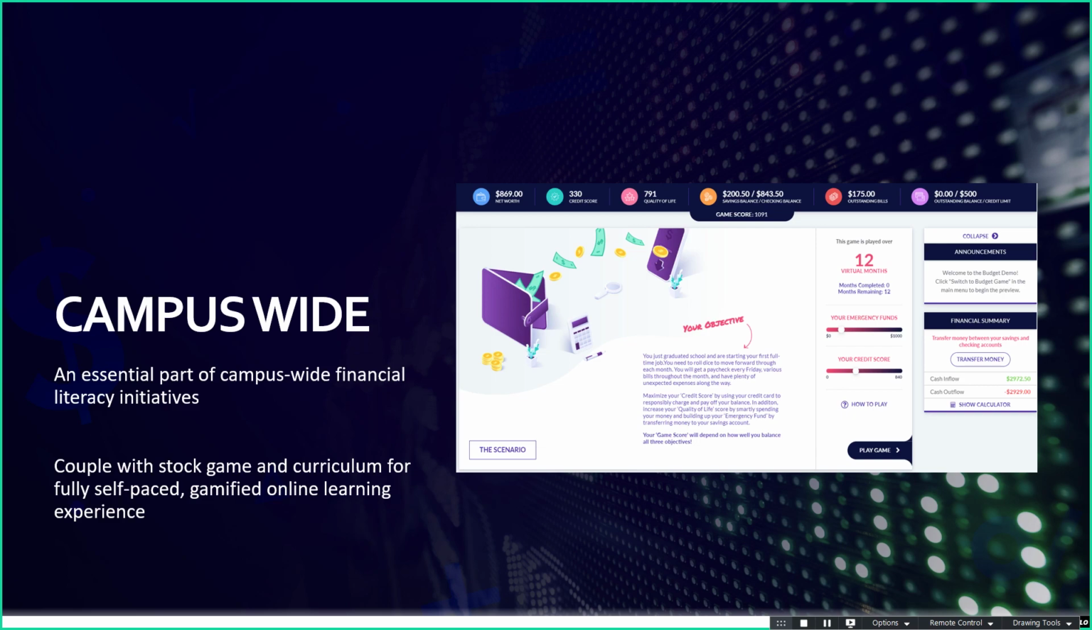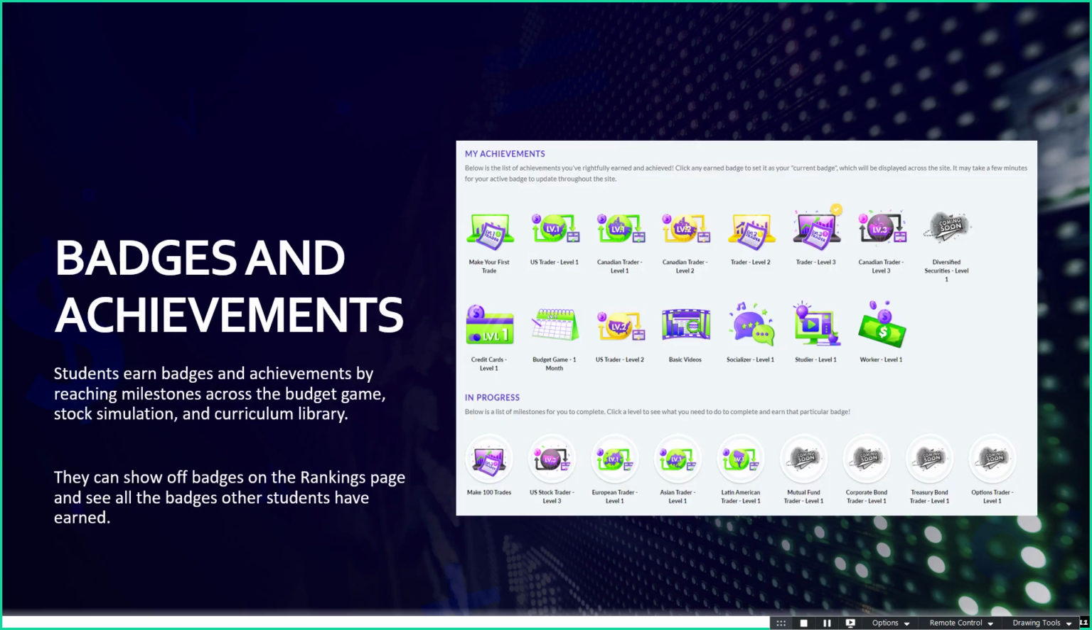And going along with that whole engagement and gamification side, we have added badges and achievements. So this applies to StockTrak at large as well as StockTrak with the budgeting game, where as students progress through the stock game, the budget game, and the curriculum library, they now are earning badges signifying the achievements they've finished. Trading a certain number of stocks, completing a certain number of months in the budgeting game, buying a certain number of healthcare stocks, going through the tutorial videos, emphasizing studying while they're playing the game.